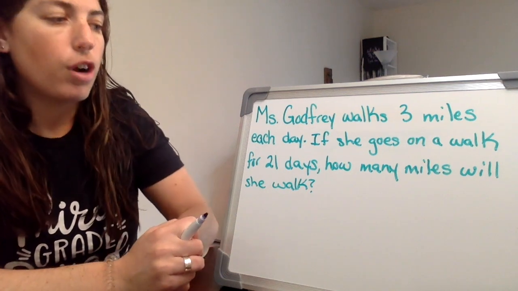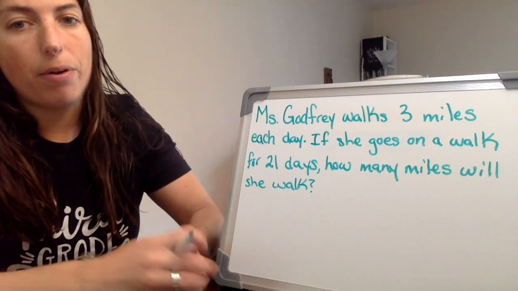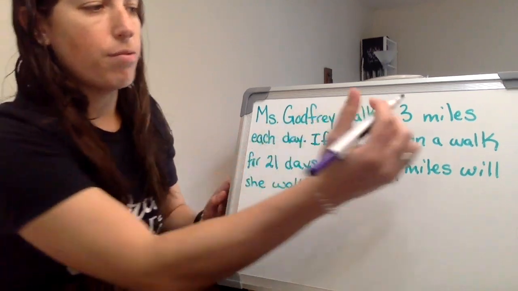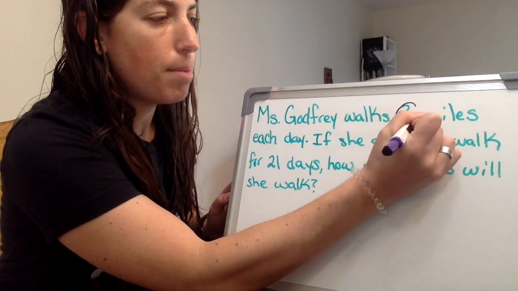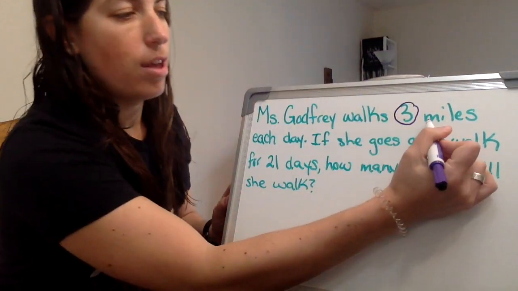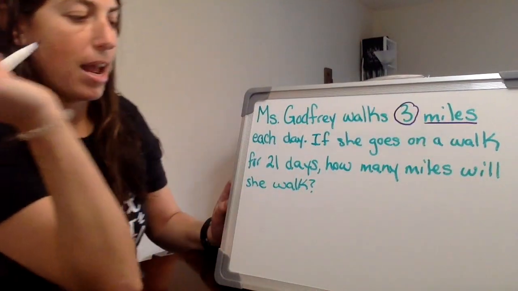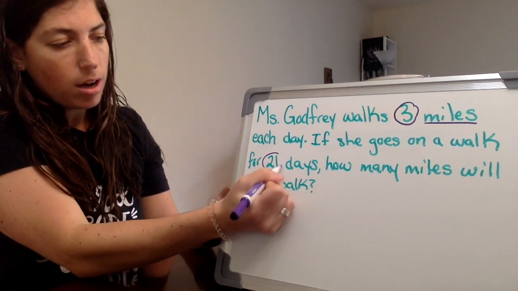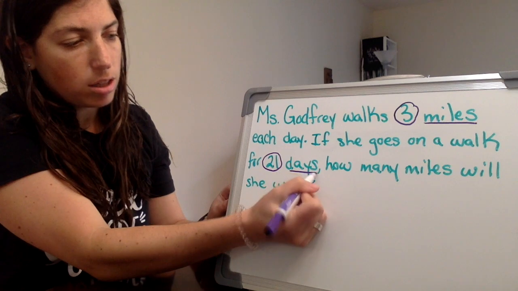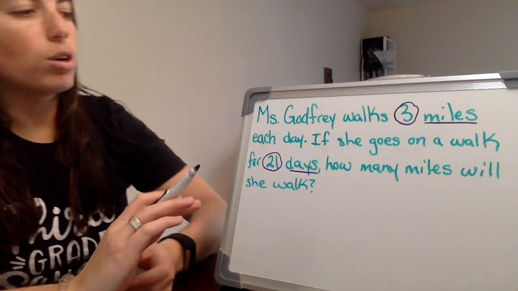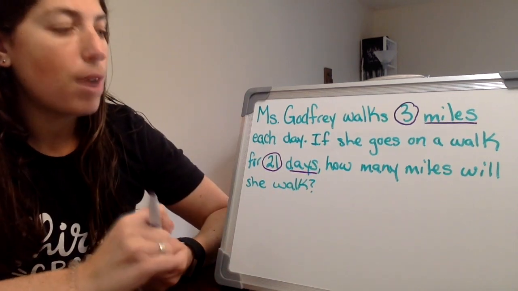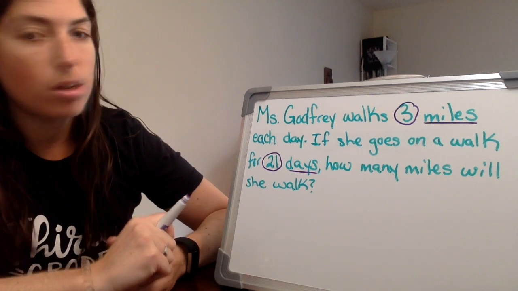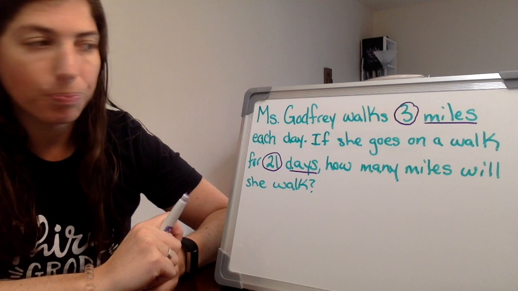Now we need to go through, and I like to circle our important numbers. So if I look at our problem again, I see we have 3 miles is an important number. So I circle the number 3 and I underline miles. I also see this number 21 right here, and that is talking about our days. So I've worked with my numbers right now, and now I'm going to see what other important information I need to underline to be able to help me solve this problem.